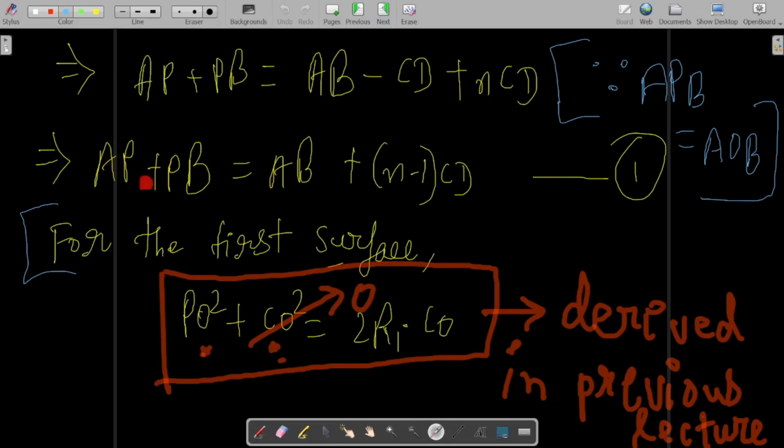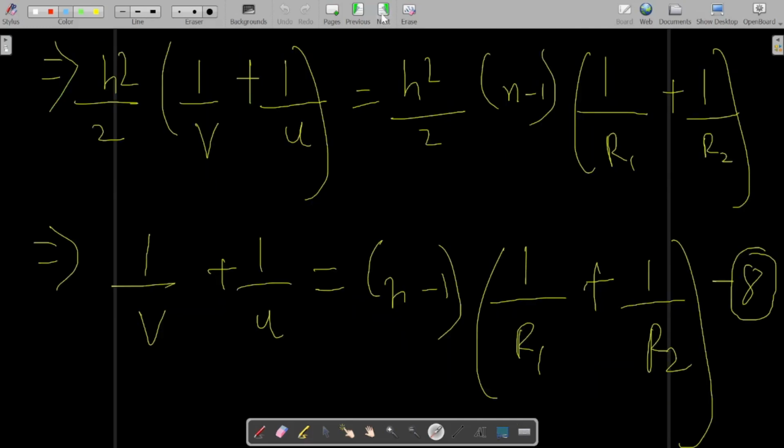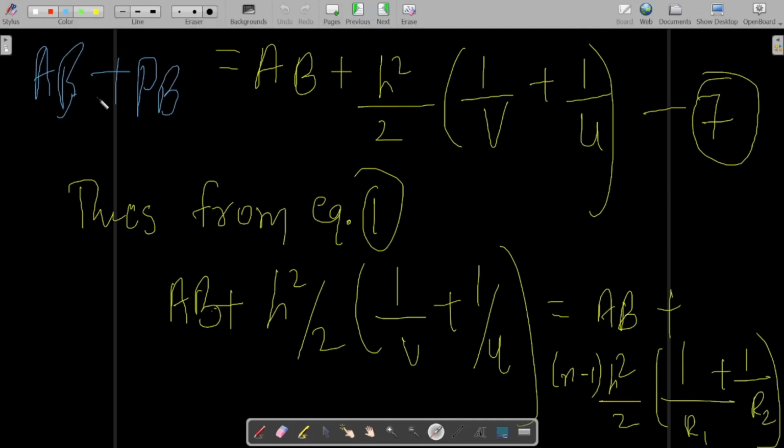So AP plus PB is the same over here, and in equation 7 also in the LHS we have AP plus PB, and in equation 1 also in the LHS we have AP plus PB. So the right hand side must be equal in both equation 1 and 7. So these two terms will be equated. This AP plus PB is equal to this much, and from equation 1 you have the value equal to this much, the one which I am highlighting with a laser. So these two terms are equal.